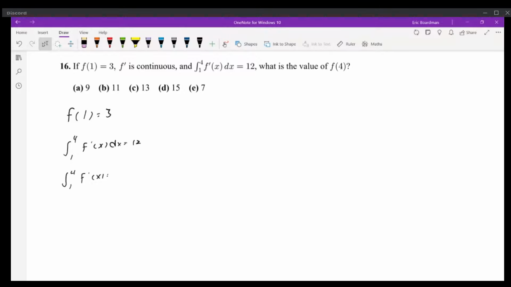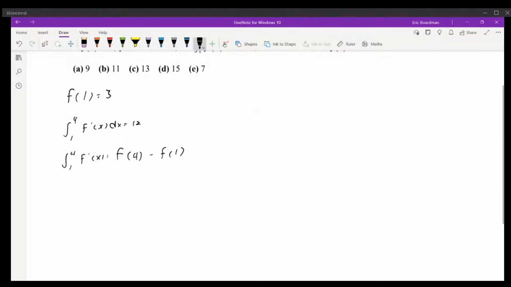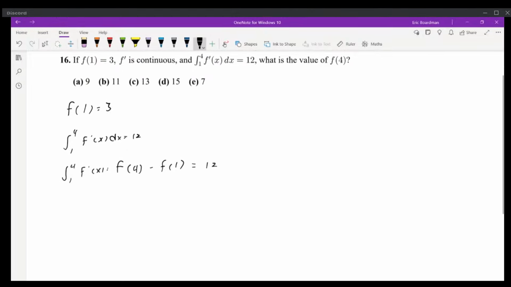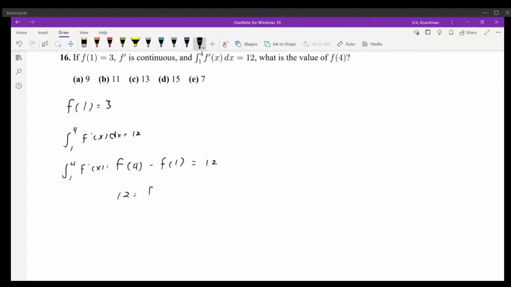But the antiderivative of f prime is just f, because f prime is the derivative of f. So this will just be f of 4 minus f of 1. That's just the fundamental theorem of calculus. And we also know that this is equal to 12. So we have an equation now that says 12 equals f of 4 minus f of 1.